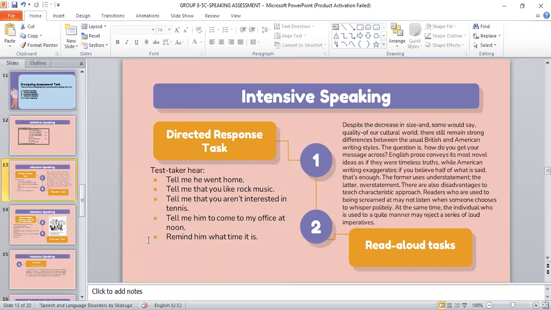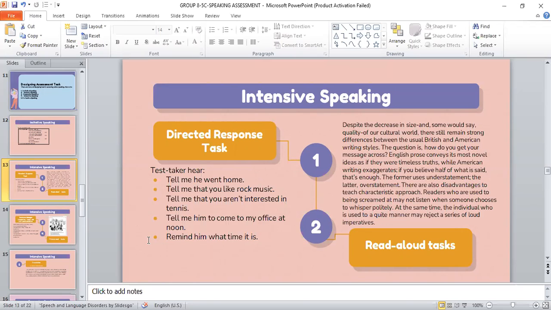And the next slide is about intensive speaking. The production of short lengths of oral language aims to indicate proficiency in a restricted band of grammatical, phrasal, lexical, or phonological links. It is a second type of speaking that is widely used in assessment contexts. As you can see in this slide, we provide the example of directed response task and paraphrasing. You can read it by yourself.